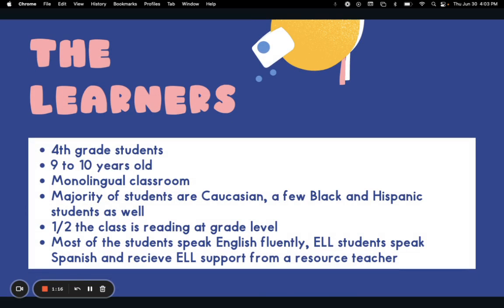The learners for this unit are 4th grade students who are 9 to 10 years old. They're in a monolingual classroom, and the majority of them are fluent in English. However, there are some who are stronger in Spanish than English. The majority of the students are Caucasian, with a few Black and Hispanic students as well, and about half the class is reading at grade level right now. The students who speak Spanish better than they speak English, or are receiving EL support or qualified to receive EL support, receive EL support from a resource teacher daily, and they will have that teacher support throughout the unit as well.